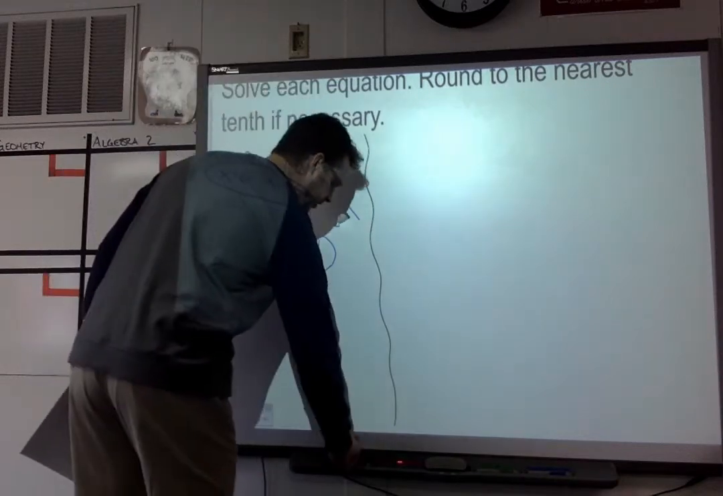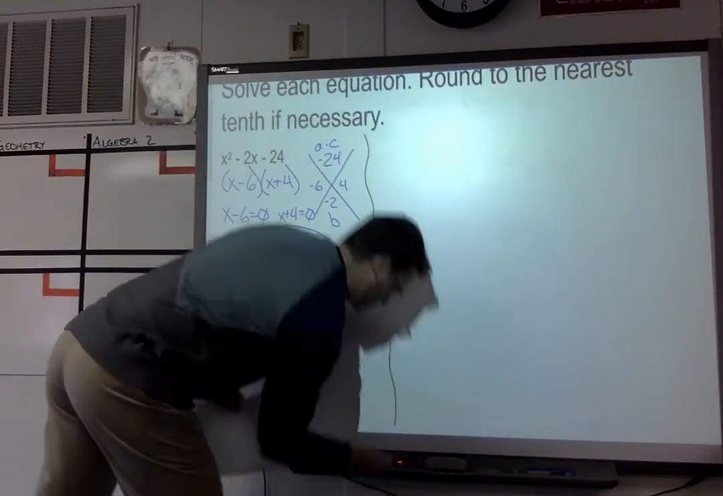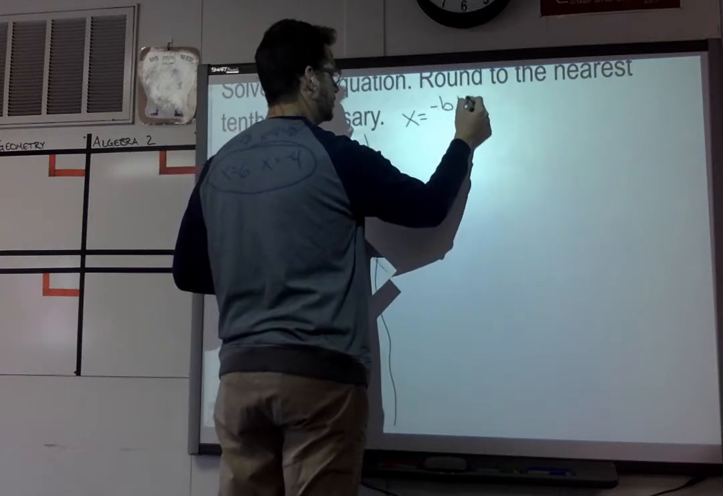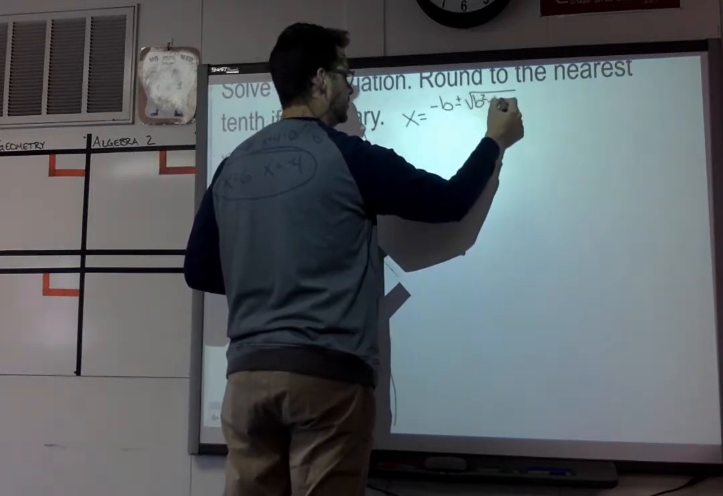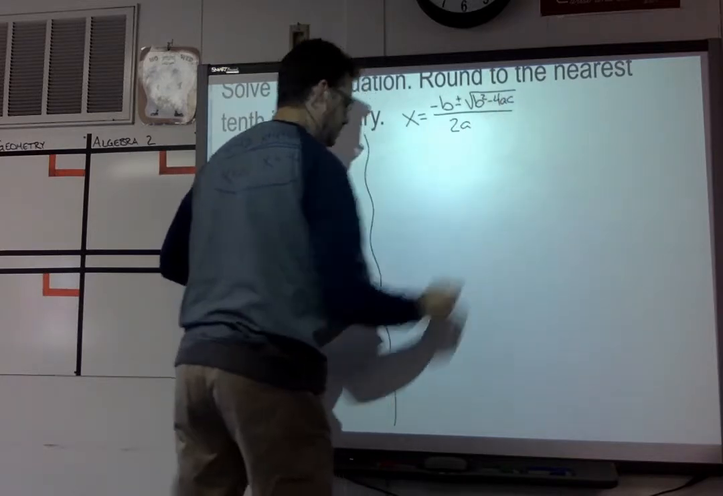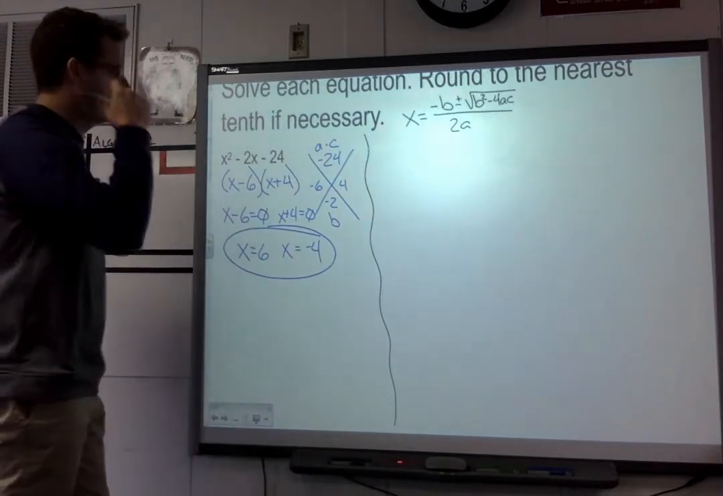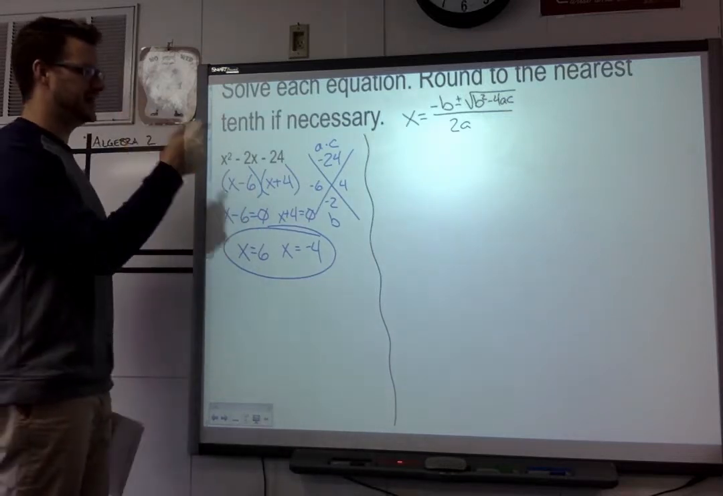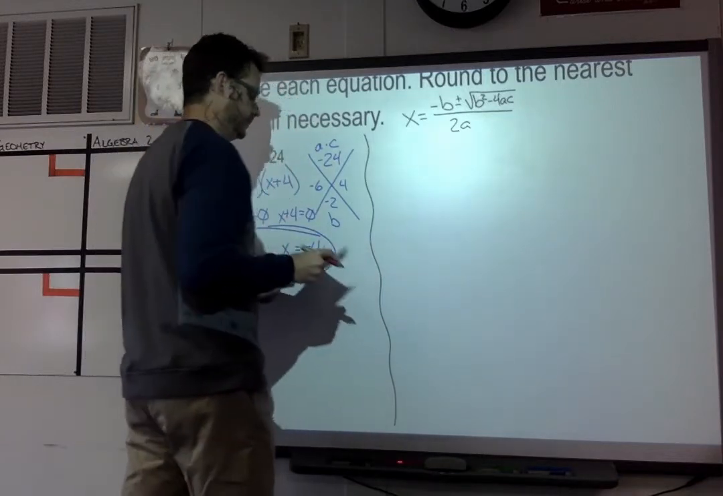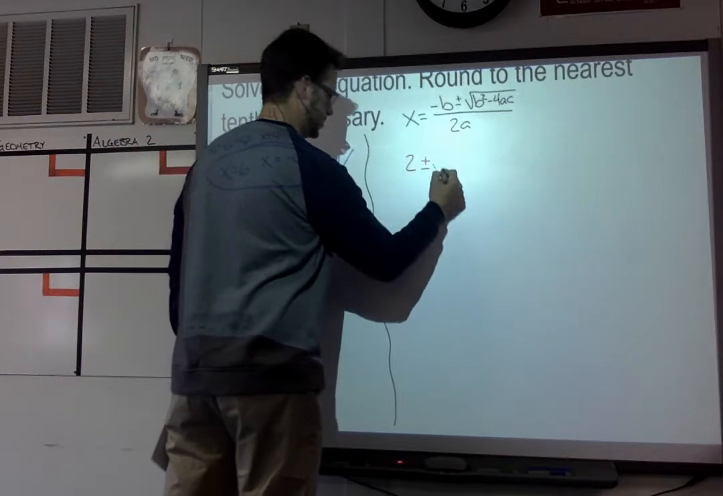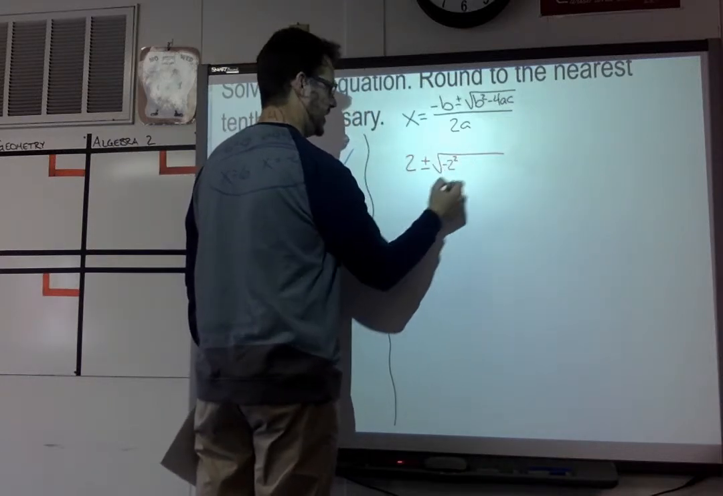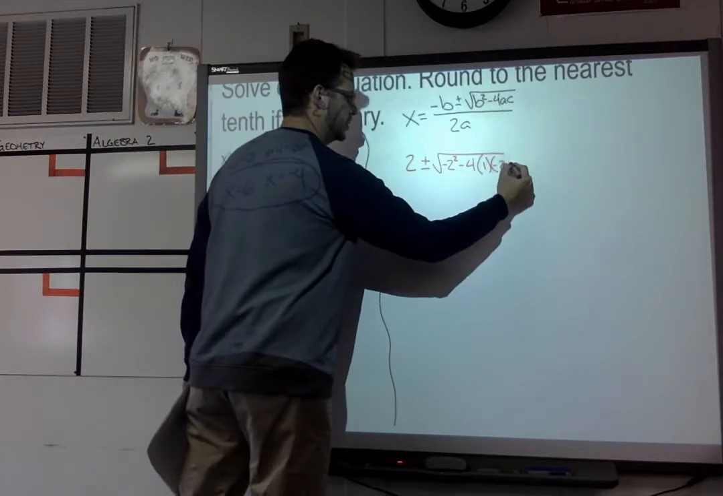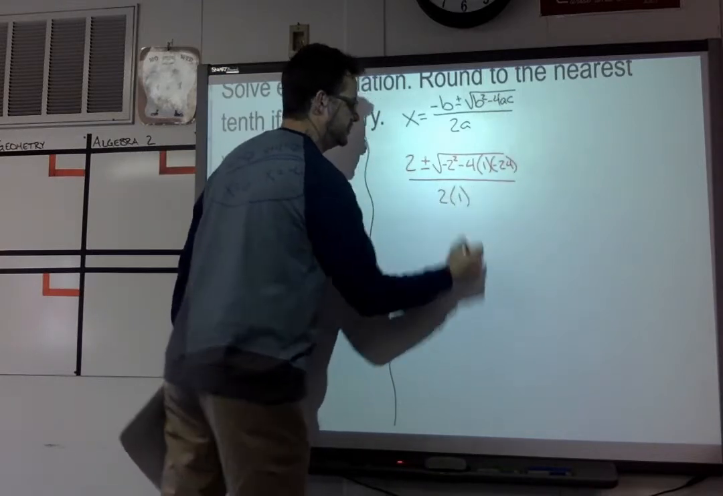Now let's solve it using the quadratic formula. Again, quadratic formula, I have x equals negative b plus or minus the square root of b squared minus 4 times a times c all over 2a. So if I plug in my values now, negative b, you always want to keep that sign in front. So b is negative 2. Negative 2 would be positive 2. Plus or minus the square root of negative 2 squared minus 4 times a, which is 1, times c, which is negative 24, all over 2 times a, which again is 1.